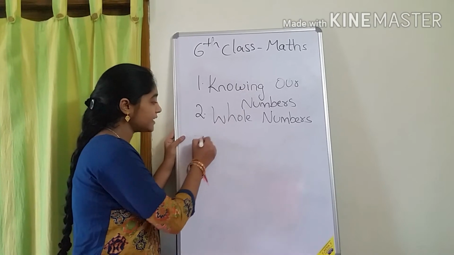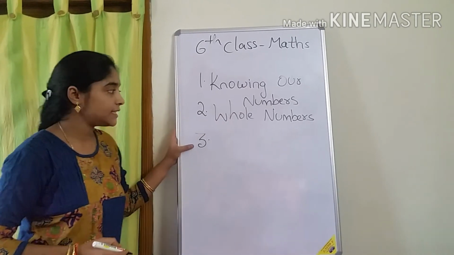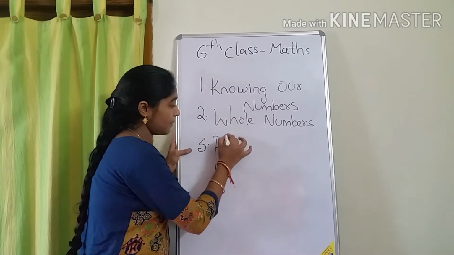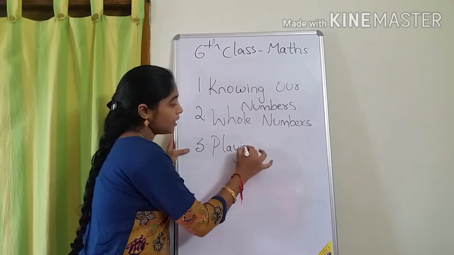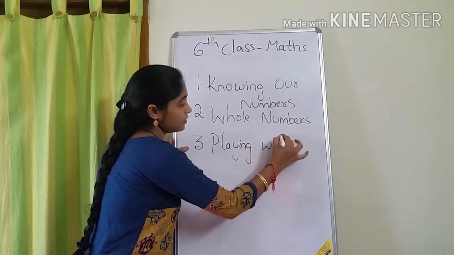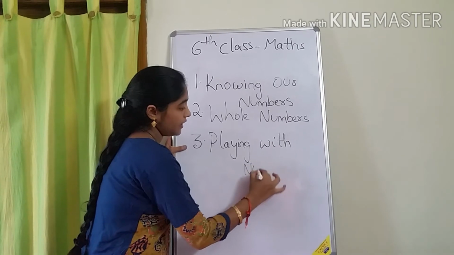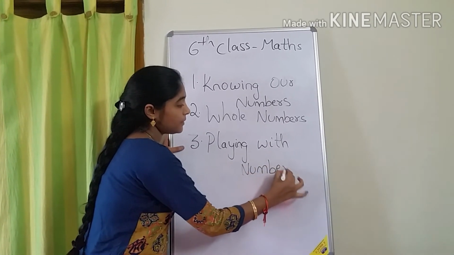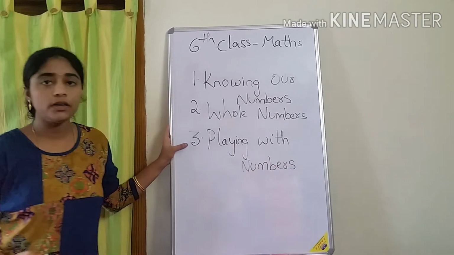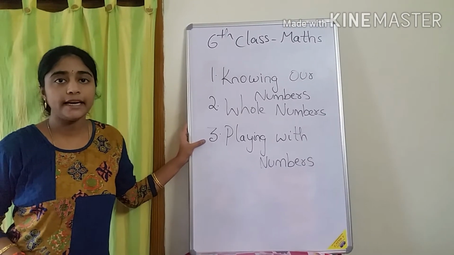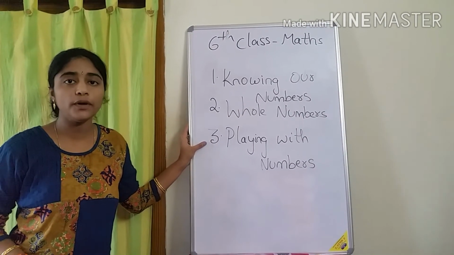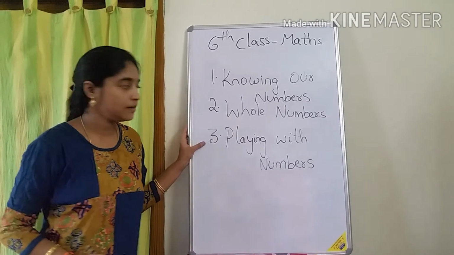Up to this, first and second chapters are completed. In this video, we will discuss the third chapter. Third chapter name is playing with numbers. In this chapter, we will discuss some divisibility rules. That is, if a number is given without doing division, how to divide.